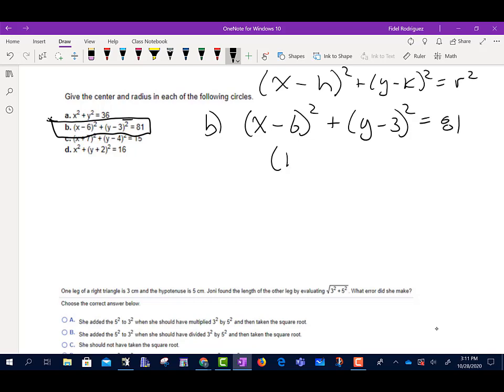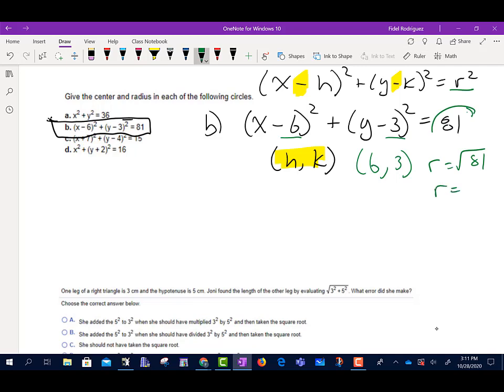Remember, the center is the point (h, k). I told you this earlier: the center is h and k, but notice there's a minus here and a minus here. So my h is 6, my k is 3. The radius, this number here, is the radius being squared. So to find the radius, I need to take the square root of the last number, and the square root of 81 is 9. Okay.